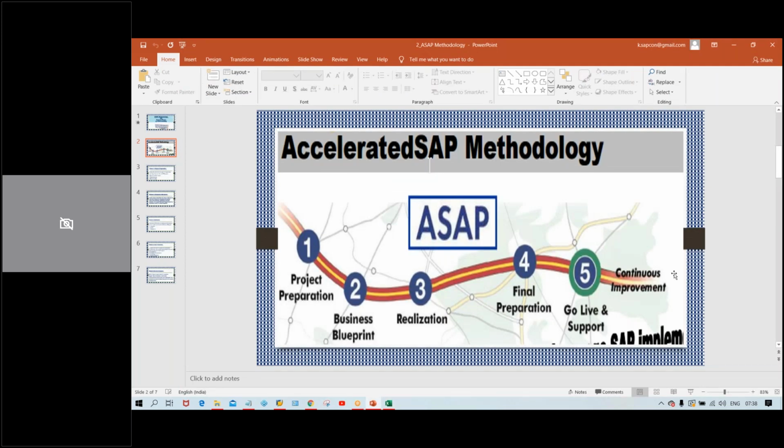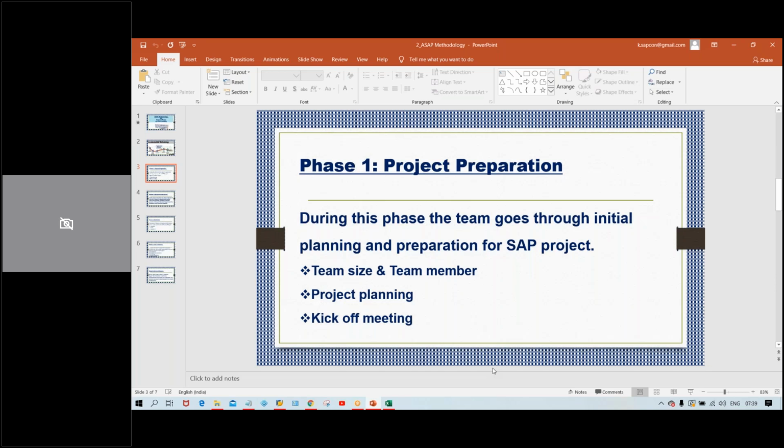So now here, once the project manager is appointed, and once the project manager reaches the client location, what is happening, guys? The project deadline is started, and this ASAP, in the sense the project phase, is also going to be started there itself, right? Now the entire project is segregated in 5 phases. Look at here. The first phase is the project preparation phase. So what is happening in this phase, guys? During this phase, the team goes through initial planning and preparations of this SAP project.